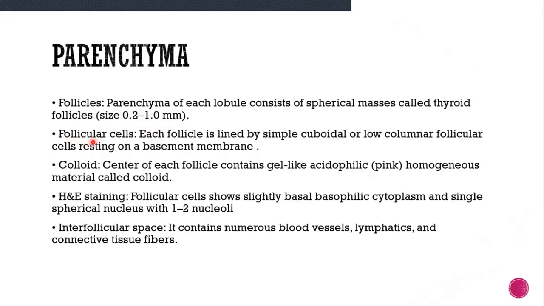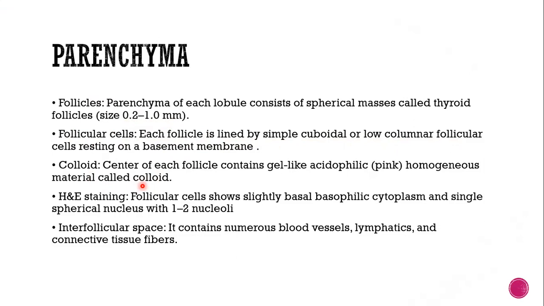Now, follicular cells: each follicle is usually lined by simple cuboidal to low columnar follicular cells, which rest on a basement membrane. At the center of each follicle, we have a gel-like, acidophilic, homogeneous material known as colloid. Colloid is simply iodinated thyroglobulin. What is thyroglobulin? Thyroglobulin is a glycoprotein which is manufactured in the granular endoplasmic reticulum of the follicular cells.